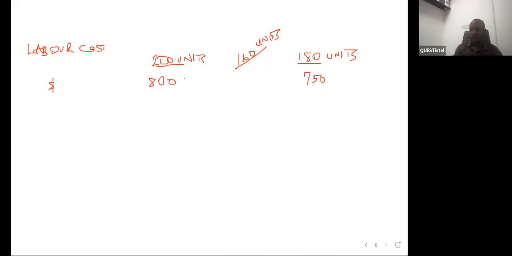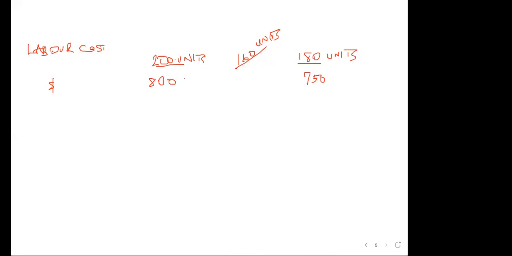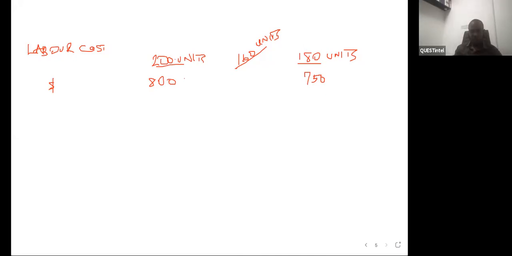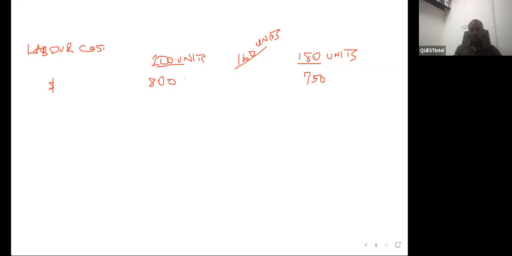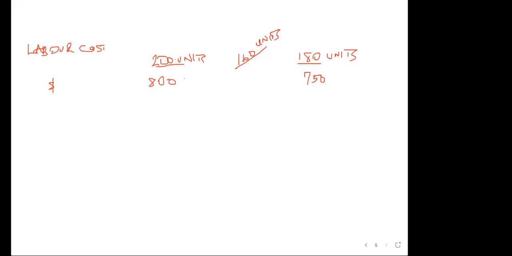Chiwe. So I did the cross multiplication. How would you now put the 160 into your cross multiplication? So I did 160 times 750 divided by 180. No, this is not a good case.